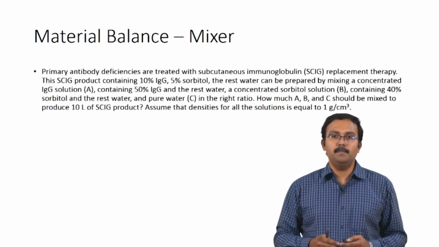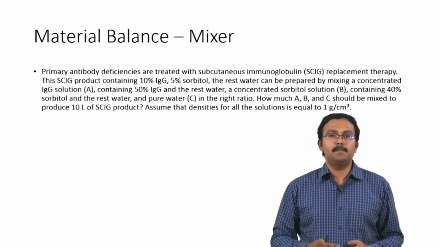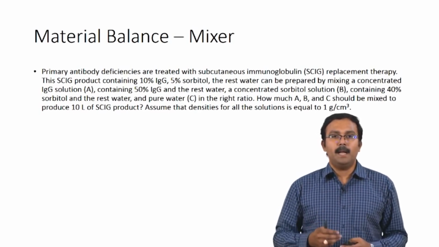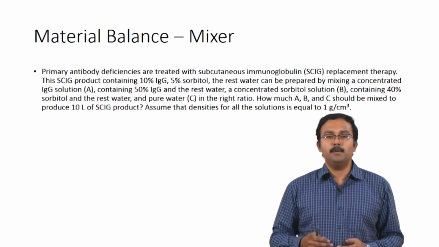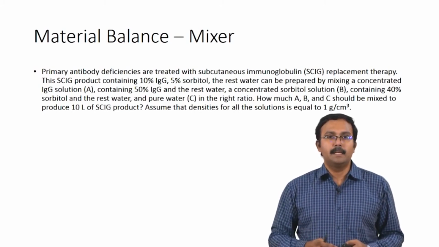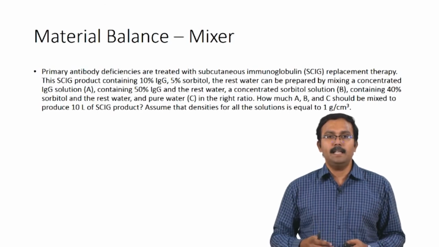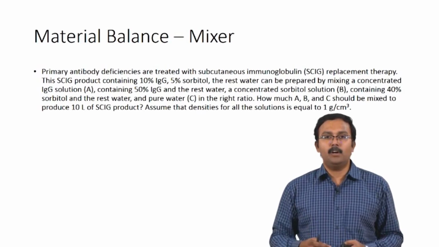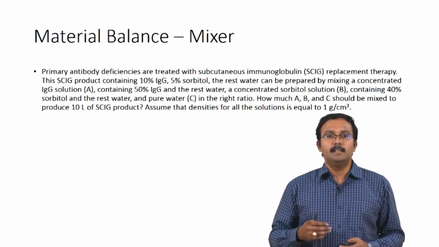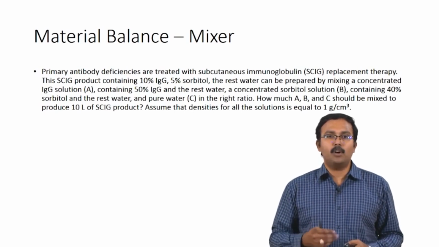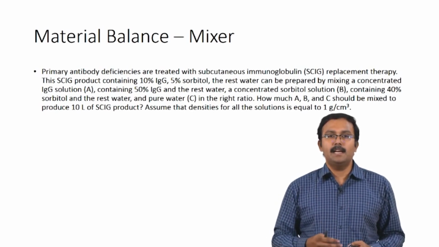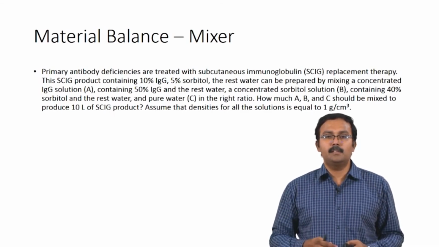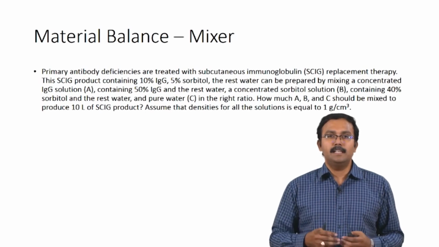Here is an example problem which we will try and solve to understand the principles behind material balance in a mixer. Primary antibody deficiencies are treated with subcutaneous immunoglobulin replacement therapy. This SCIG product contains 10% IgG, which is a type of immunoglobulin, and 5% sorbitol, and the rest is water. This mixture can be prepared by mixing a concentrated IgG solution which contains 50% IgG and the rest water, a concentrated sorbitol solution containing 40% sorbitol and the rest water, and pure water in the correct ratio.